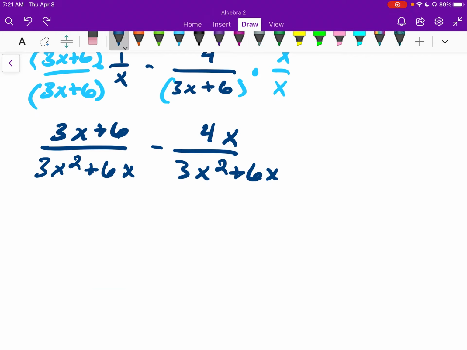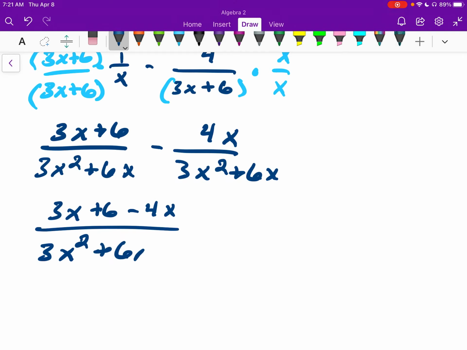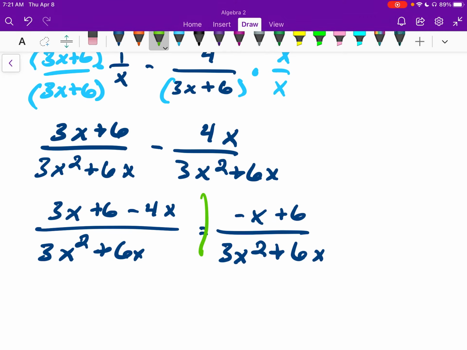So then we combine like terms, or we can make them under one fraction. We have 3x plus 6 minus 4x over 3x squared plus 6x. And combining like terms, I get negative x plus 6 over 3x squared plus 6x. And there we are.